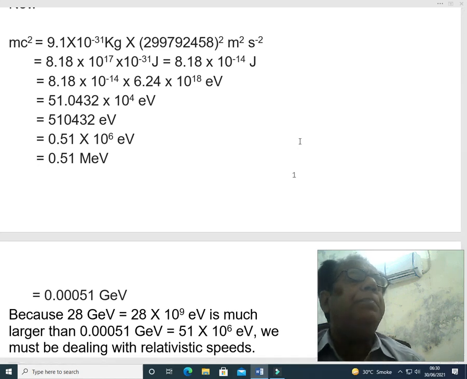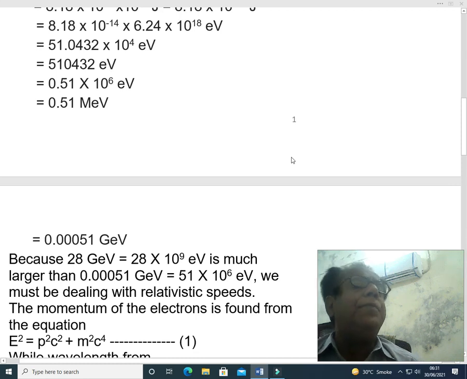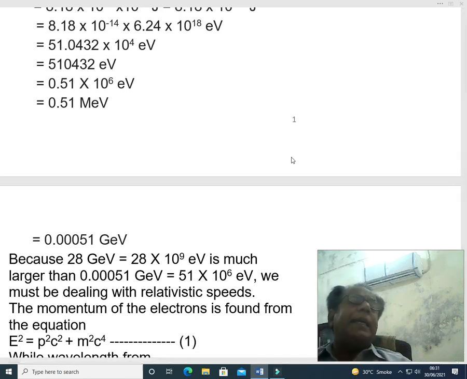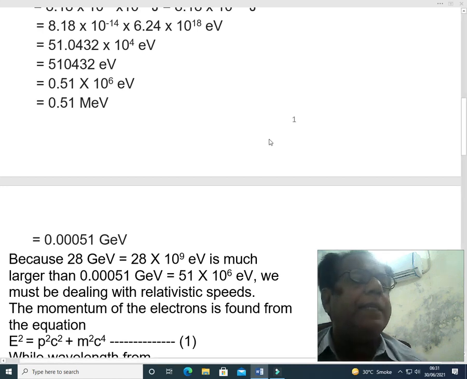Prior to this it becomes 0.51 into 10 raised to the power 6 electron volt, and we know that 10 raised to the power 6 is million or mega. So it will be million electron volt, but when we convert it into giga electron volt, the decimal will be shifted 3 steps behind, so our expression will become 0.00051 giga electron volt.